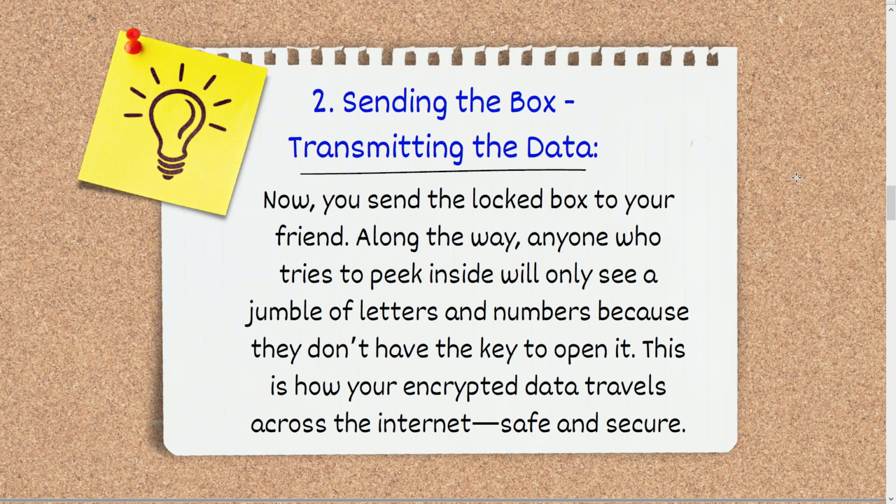So now you send the lock box to your friend. Along the way, anyone who tries to peek inside will only see a jumble of letters and numbers because they don't have the key to open it. This is how your encrypted data travels across the internet.